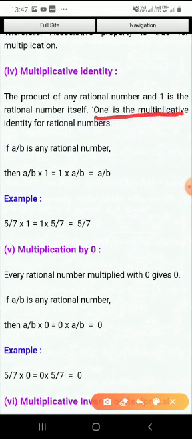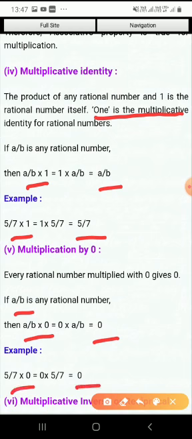What does it mean? If you multiply 1 with a rational number, the answer will be that rational number only. Like if 5 upon 7 you are multiplying with 1, answer will be 5 upon 7. So 1 is the multiplicative identity, 0 is the additive identity. Another property. Some of these properties being asked in objective type questions, so they need to be focused. Multiplication by 0. If we multiply any rational number by 0, answer will be 0 only. Like 5 upon 7, if we are going to multiply by 0, answer will be 0.